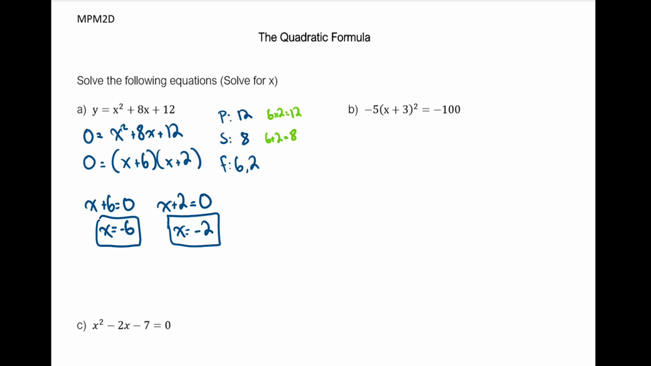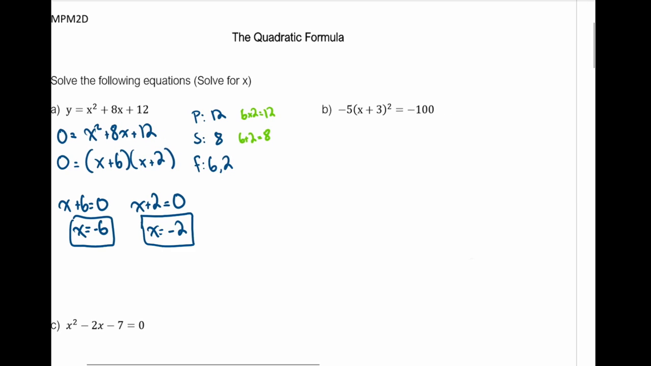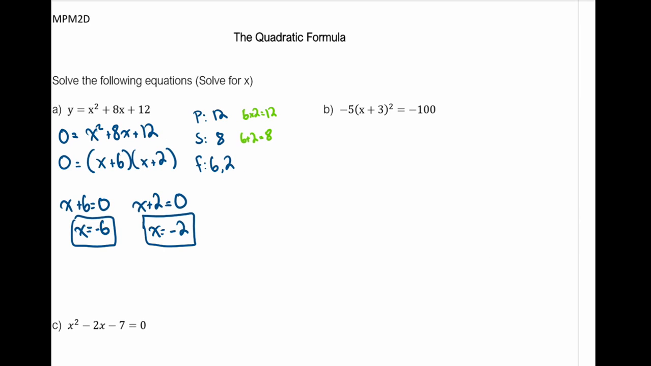If I have something like in B, that's not in standard form but more in vertex form, I can still solve for x. It's just going to take me a few different steps. So let's treat this like a standard algebra question. If I want to get x by itself, I need to move everything over to the other side. In this case, I want to get rid of the minus 5 by dividing both sides by negative 5. One side cancels out. I get (x + 3) squared equals 20.